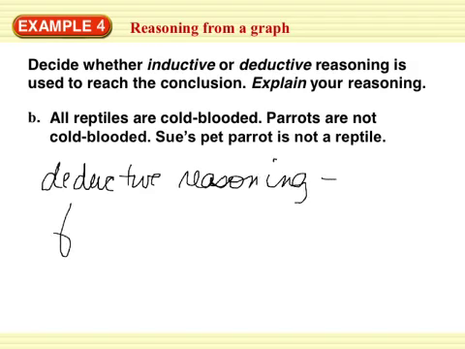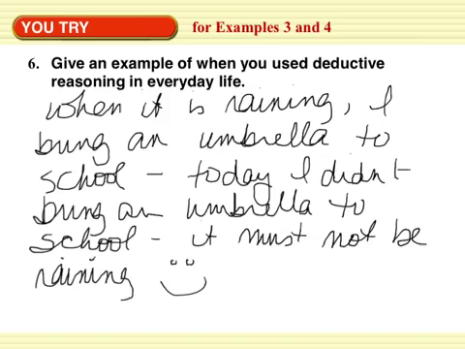You try. Give an example of when you used deductive reasoning in everyday life. Sit back and get imaginative. My example: when it's raining, I bring an umbrella to school. Today, I didn't bring an umbrella to school, so it must not be raining. Very exciting, I know. Hopefully you came up with more exciting examples.